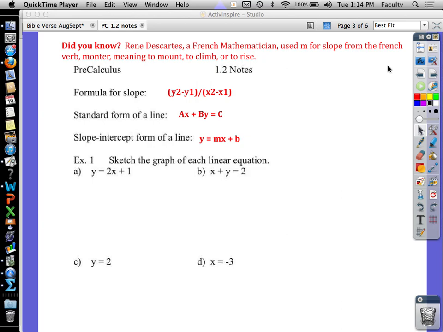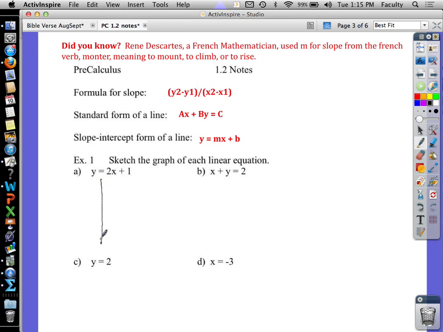1.2 notes. The formula for slope, you know this, is y2 minus y1 divided by x2 minus x1. The standard form of a line is ax plus by equals c, and slope-intercept form of a line is y equals mx plus b. We know that. So in example 1, we want to sketch the graph of each linear equation. In letter A, this one is in y equals mx plus b form, so you want to plot the y-intercept and use the slope. In B, this one's standard form, and you can easily do the intercepts. Make a little table.